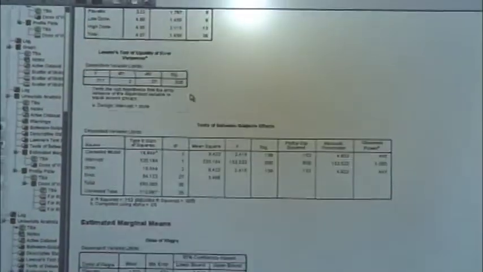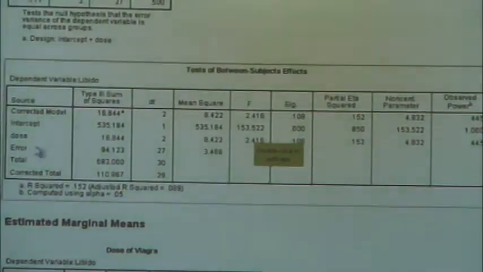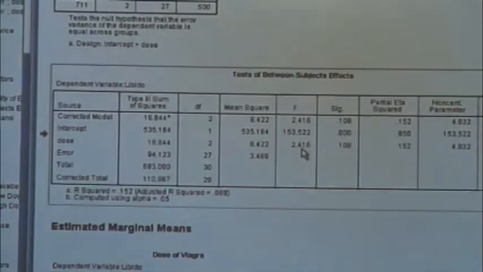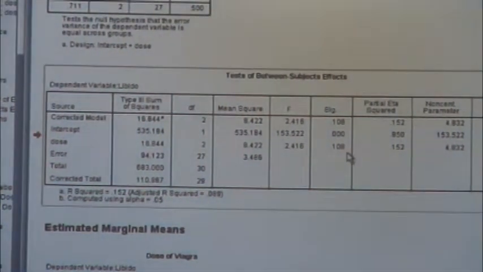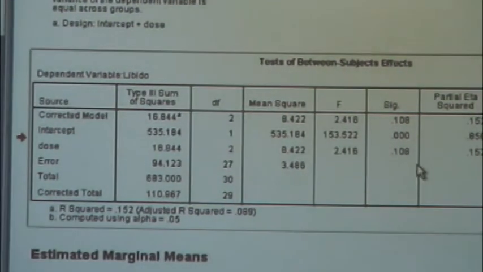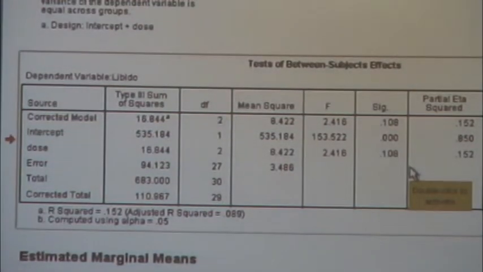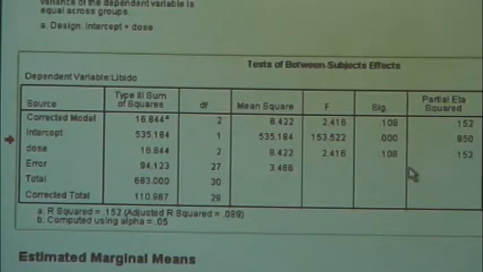So this is the ANOVA without the covariate. And we can see we got a non-significant F for dose, 2.46, p equals .108. So without controlling for the partner's libido, we didn't get a significant difference between the doses. And the means, look at those two means, they look pretty close to each other.